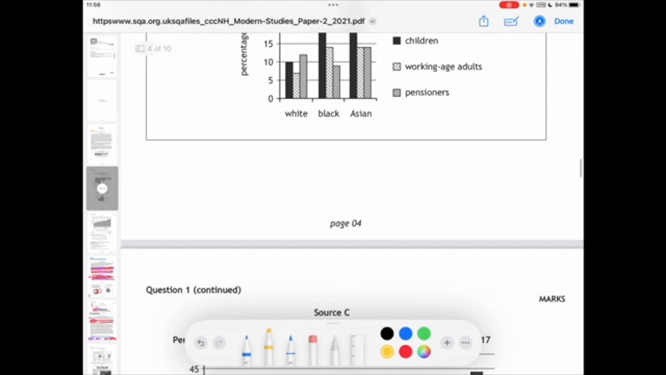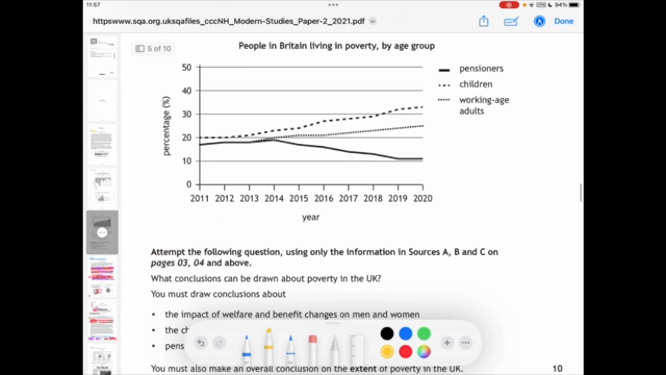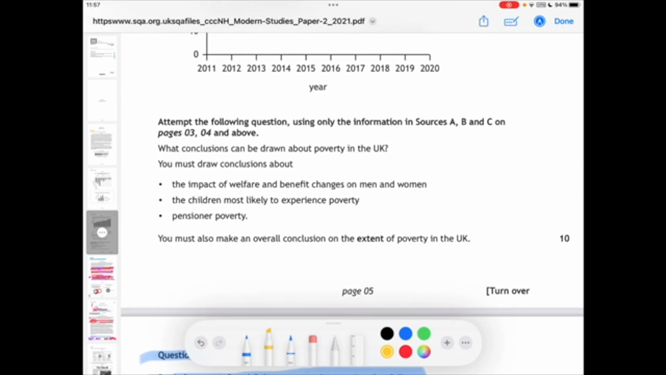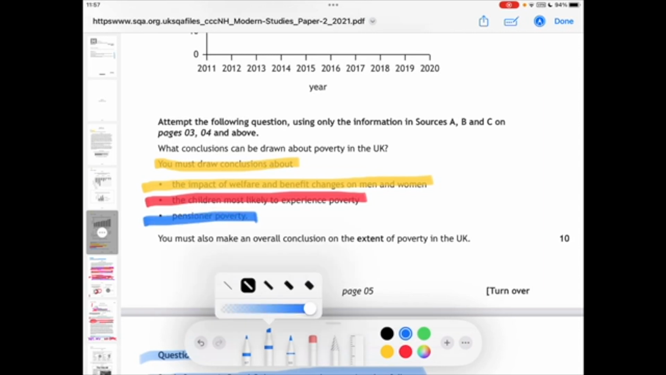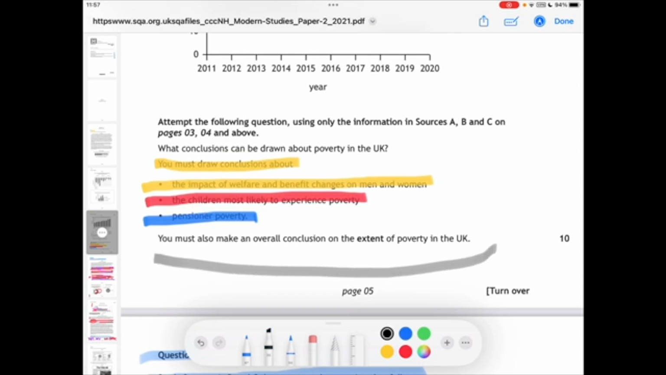eventually, after our sources, we've got quite long sources here, we can see 3 different bullet points, okay? So we must draw conclusions about bullet point 1, the impact of welfare and benefit changes. Bullet point 2, the children most likely to experience poverty. And bullet point 3, pensioner poverty. So we can see all 3 of those options. So that's the 3 things we're going to be making a conclusion on. We can also see, right at the very end here, you must also make an overall conclusion on the extent of poverty in the UK. So that's what your overall conclusion will be about.